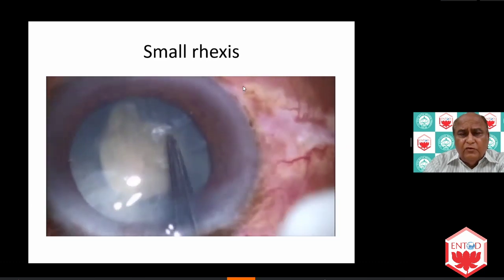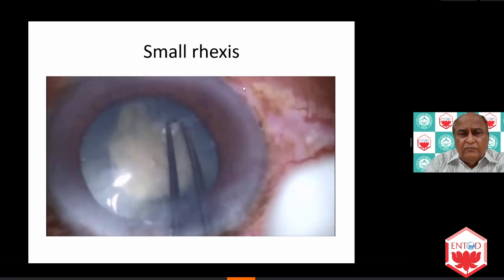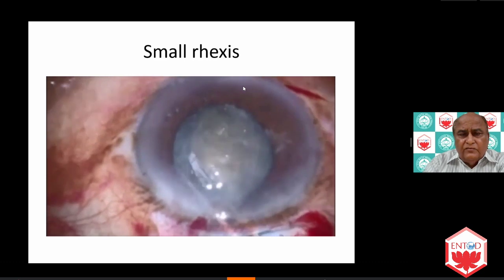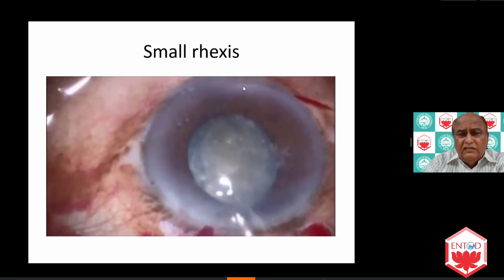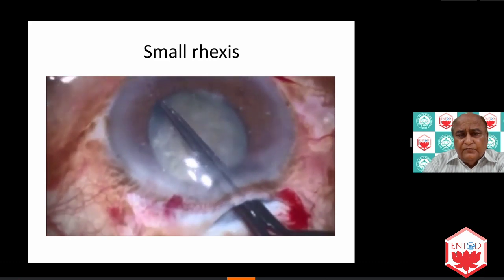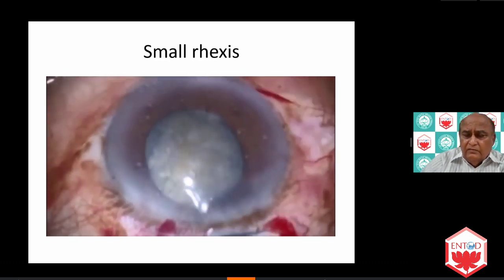You can give many more cuts to make it round without any problem. So you can give small nicks, and in case you want to enlarge the size, you can do this in SICS, so you want to make it bigger in hard cataracts.